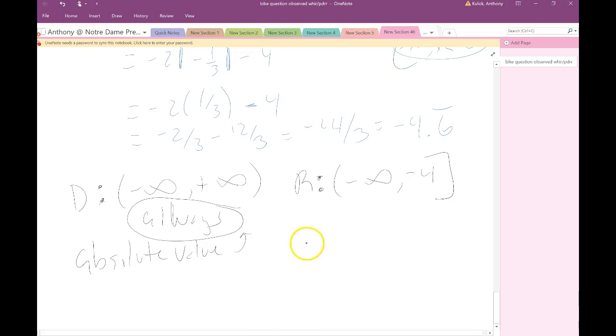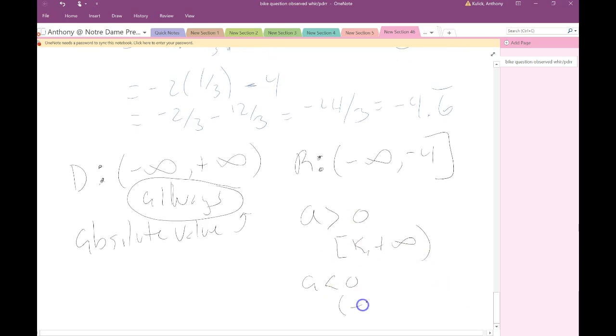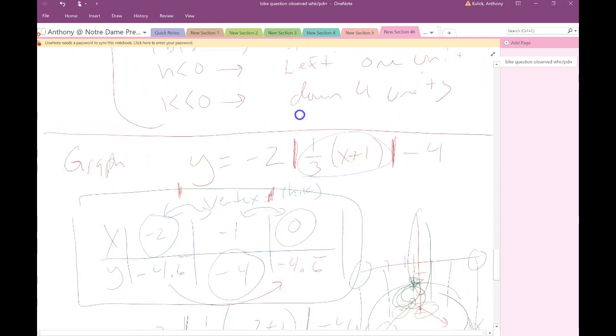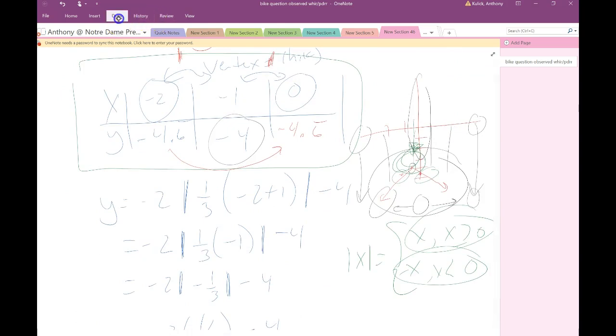So the range you can tell by looking at two things. You need to consider the a value and whether that's positive or negative. If the a value is positive, the range is the k value up to positive infinity. If the a value is negative, it's going to be negative infinity up to the k value, which is what we observed here, right? This was k, and we used negative infinity because the a was less than 0. So since the a is less than 0, the graph opens downward.